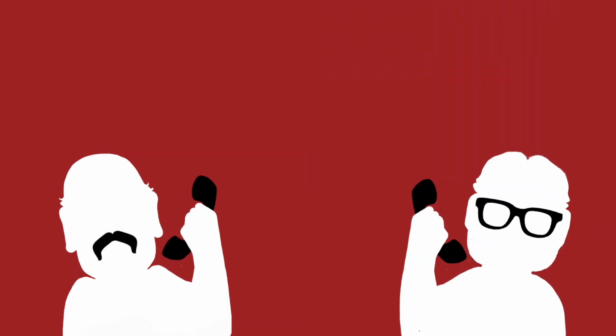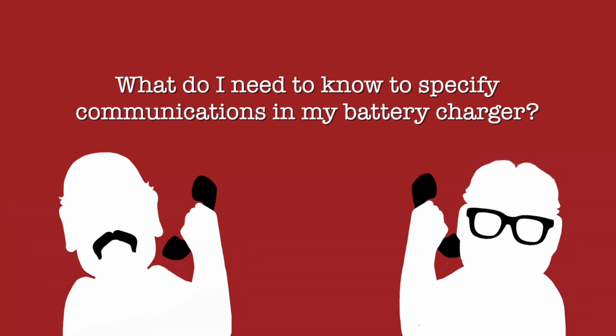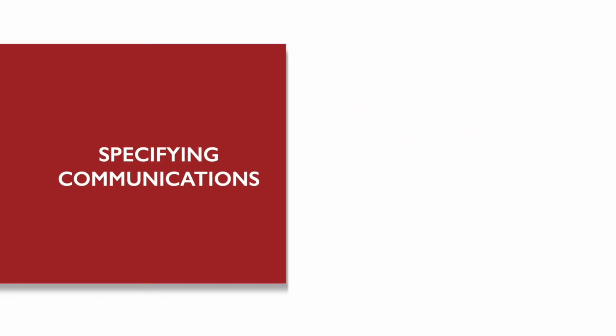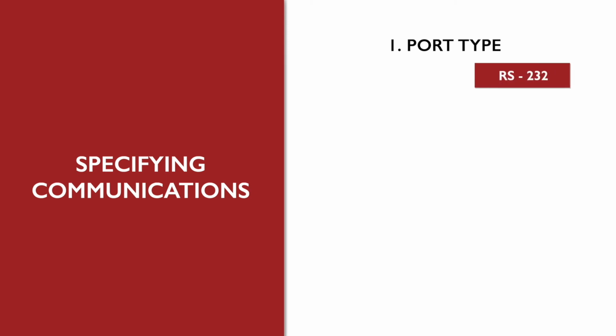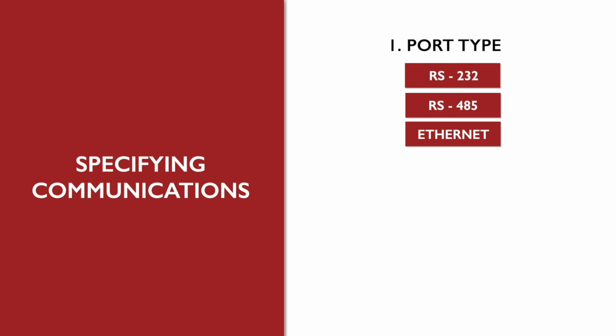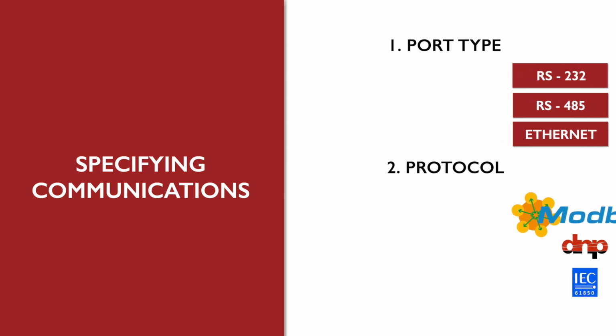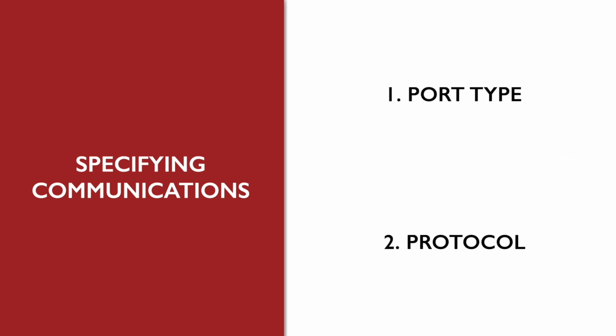Okay, so now let's get down to it. What's the short-term stuff that I need to know right off the bat in order to specify communications in my battery charger? The first thing you want to know is the port type. Do you want to communicate via RS-232, RS-485, or Ethernet? The second thing you need to know is which protocol you want to speak: Modbus, DNP, or IEC 61850. All you really need to do is specify those 2 things. All of the other configuring that we talked about is done via controls inside the charger.